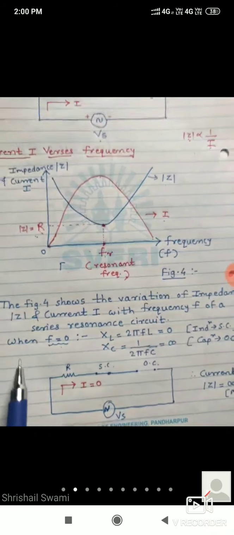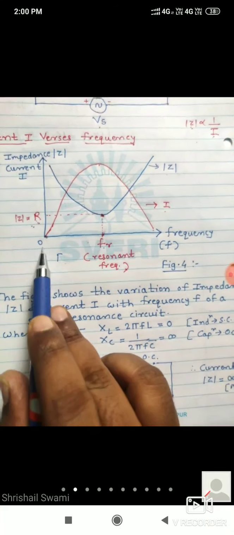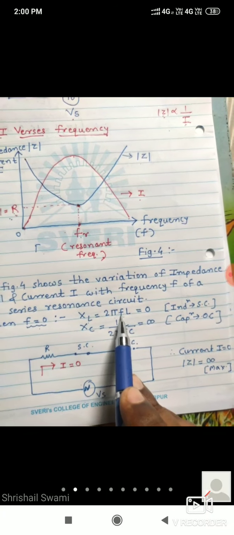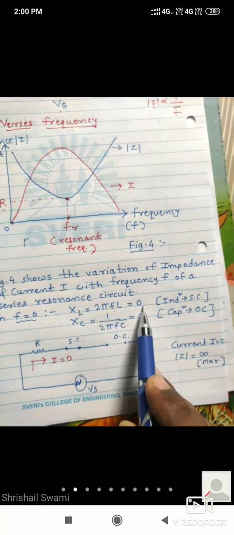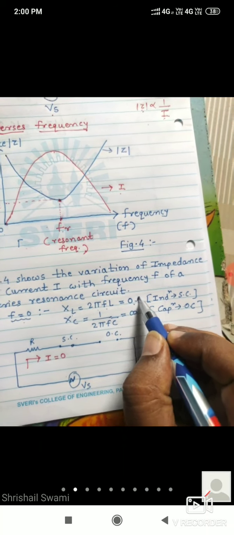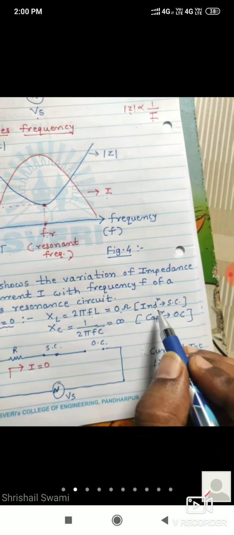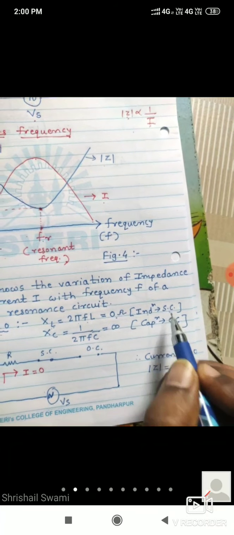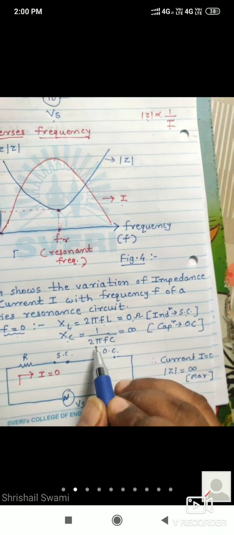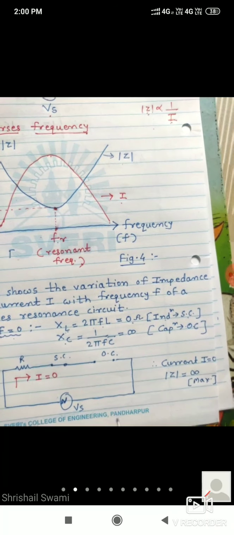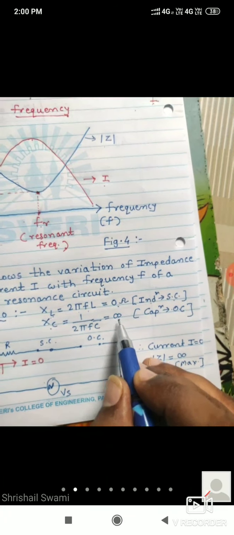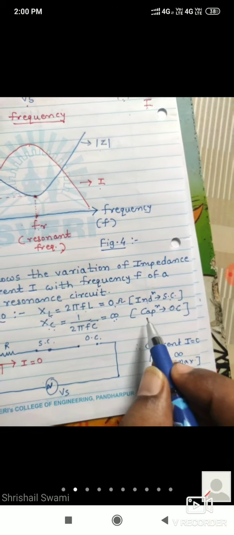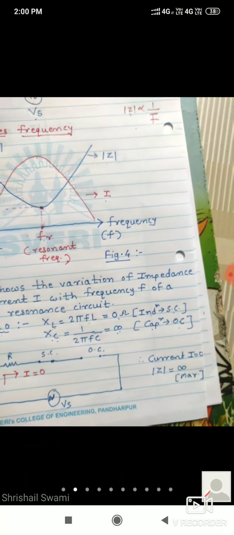Okay, so next, when f is equal to 0, at that time XL is equal to 2 pi fL. If you put f equal to 0, you will get XL equal to 0 ohm. When impedance is 0, what is the meaning? This is related to the inductor, therefore the inductor becomes a short circuit. When XC is equal to 1 upon 2 pi fC, if you put f equal to 0, XC becomes infinite. So when impedance is infinite, that is related to the capacitor, therefore the capacitor becomes an open circuit.